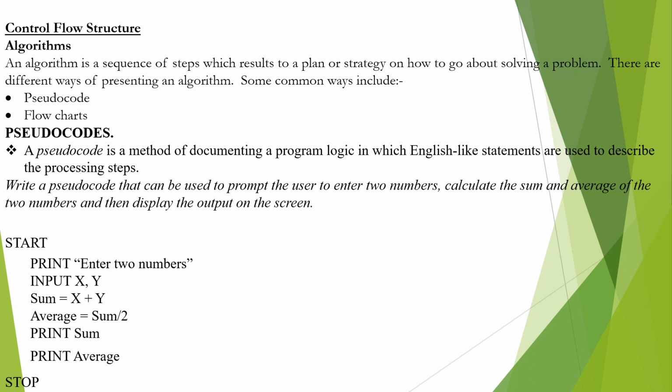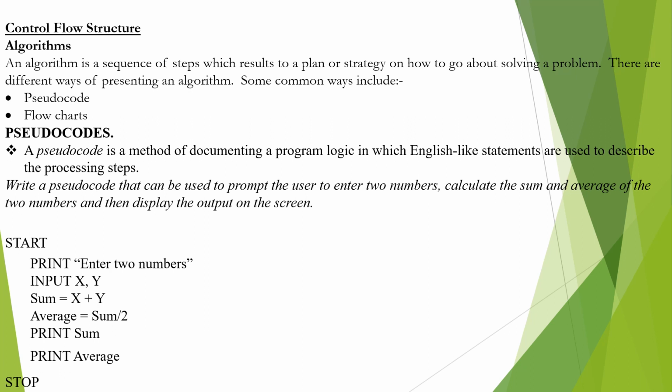If you have a problem, depending on the program and the language that you're going to use, this is where you put down the algorithm. There are 2 different ways of presenting the algorithm. We have pseudocodes and flowcharts. We start with pseudocodes. Pseudocode is a method of documenting a program logic in which English-like statements are used to describe the processing steps.